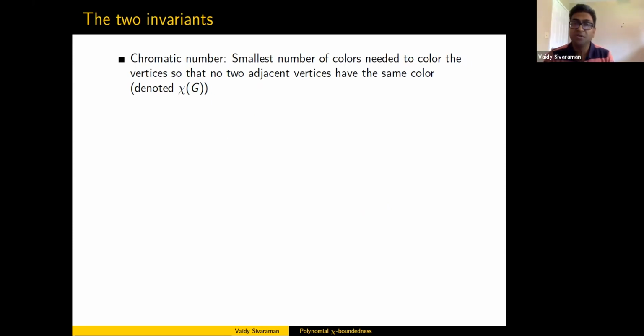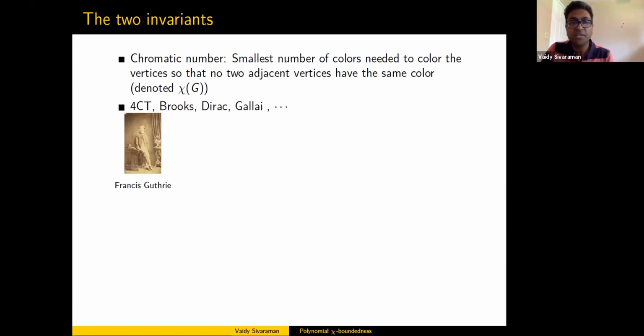For the chromatic number, you want to color the vertices so that for every edge, the endpoints are colored differently. The challenge is to use the smallest number of colors. Historically, it has been one of the driving forces for graph theory with the four-color theorem. Here I put a small picture of Francis Guthrie asking the problem in 1852.